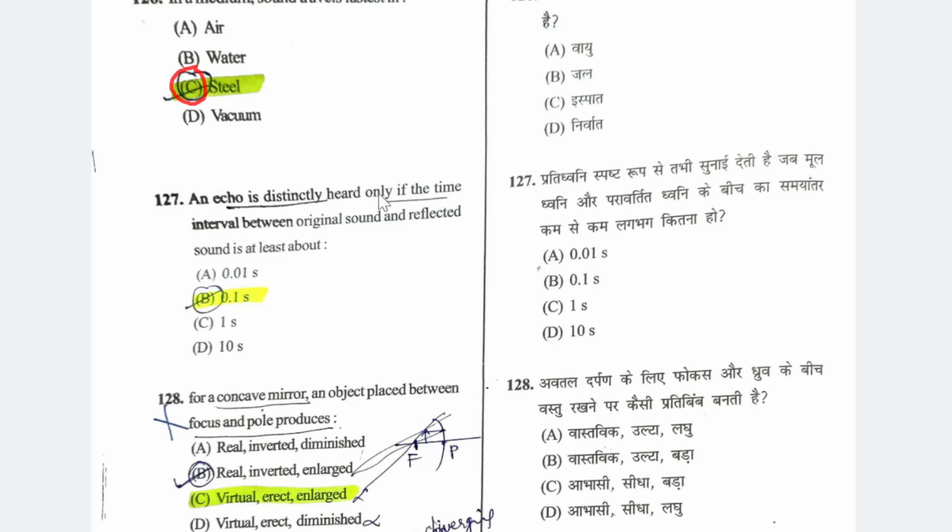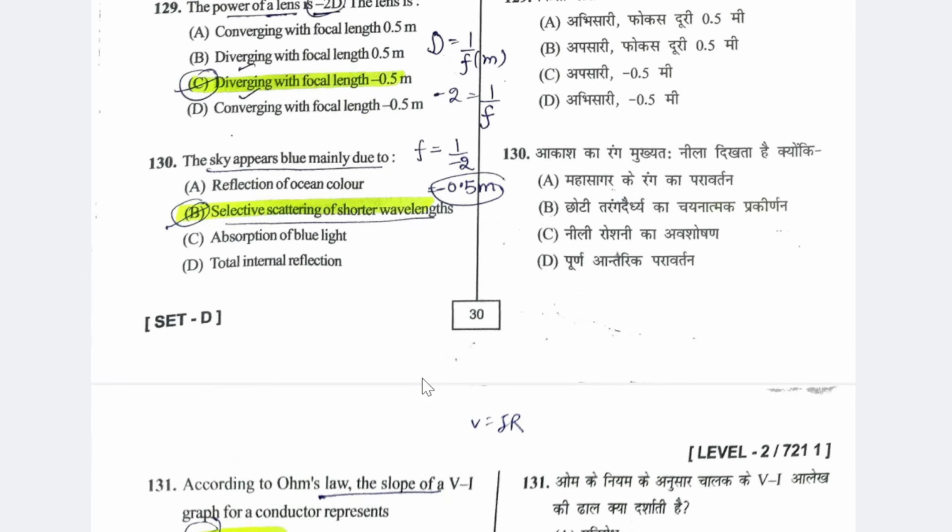An echo is distinctly heard only if the time interval between original sound and reflected sound is at least about 0.1 second. For a concave mirror, an object placed between focus and pole produces virtual erect and enlarged image. Option number C will be correct. The power of lens is -2 diopter. The lens is diverging lens with focal length minus 0.5 meter.